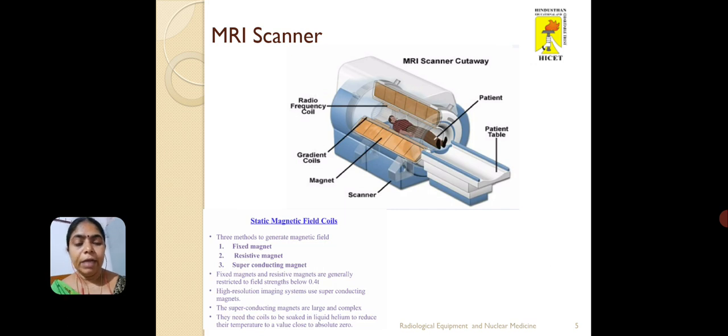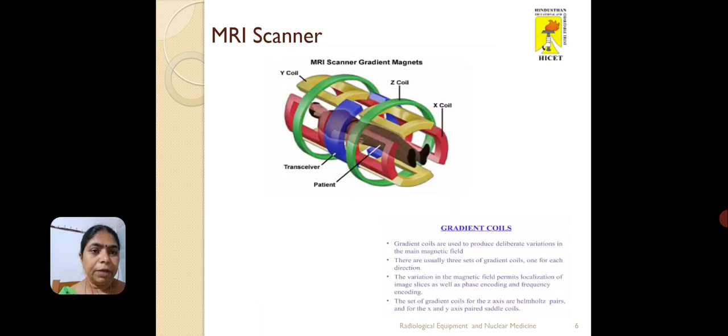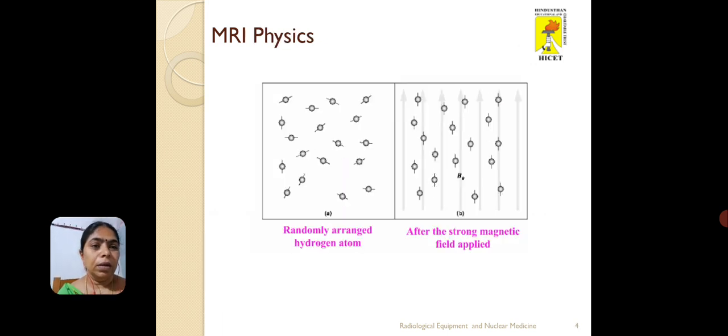Another part of the MRI system is a set of coils that transmit radio frequency waves into the patient's body. There are different types of RF coils designed for different parts of the body, like knees, shoulders, wrists, heads, etc. These are the RF coils, radio frequency coils.